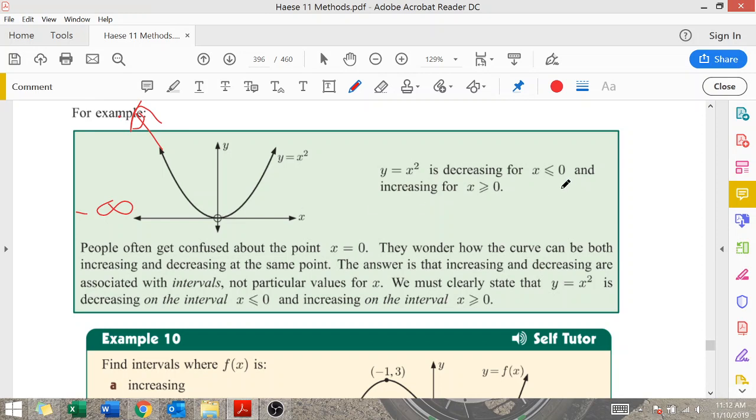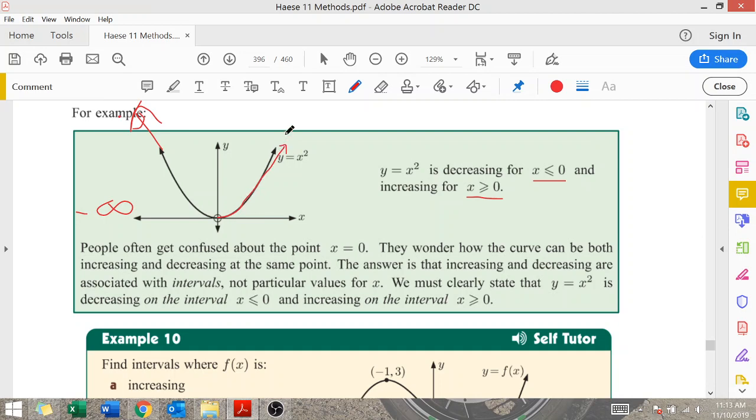And we also include 0. So at 0, you can see it's actually a flat spot. It's a horizontal gradient. But we can say that it's decreasing at that point as well. We can say that it's increasing for x is greater than or equal to 0. So going up that way, you can see it's increasing.